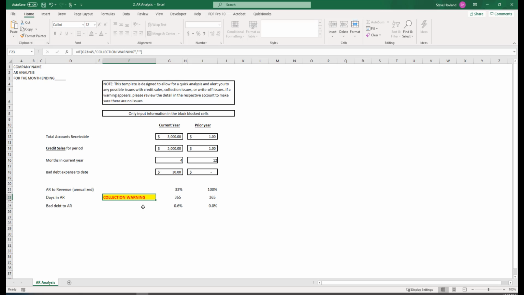Now you can change this formula to 30 days if you want, or more, or 60 days, depending on what your industry is. But I set it at 45 just so that you can quickly see this information. When that warning pops up, that immediately tells you, oh, hey, I need to look at that. Because again, if you're a small business, a lot of this analysis you're doing late at night and you're going to be tired.